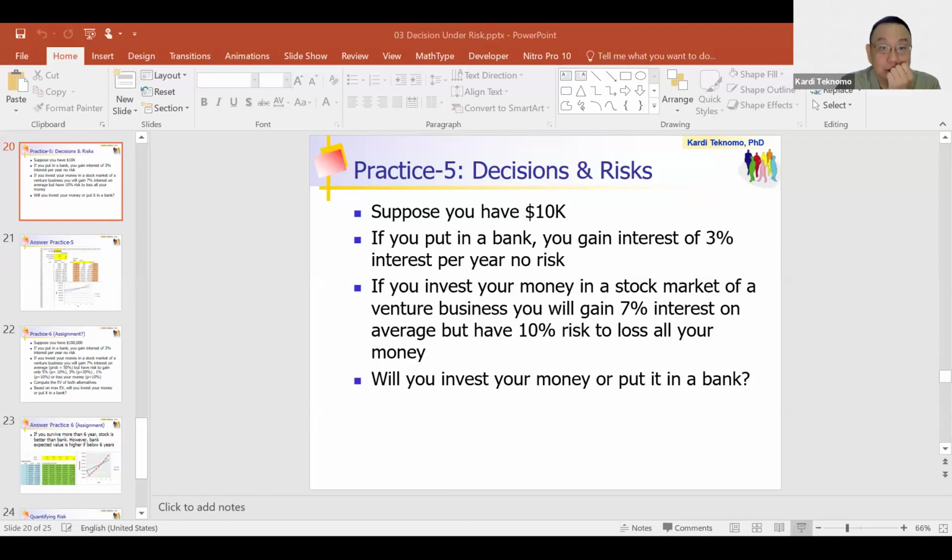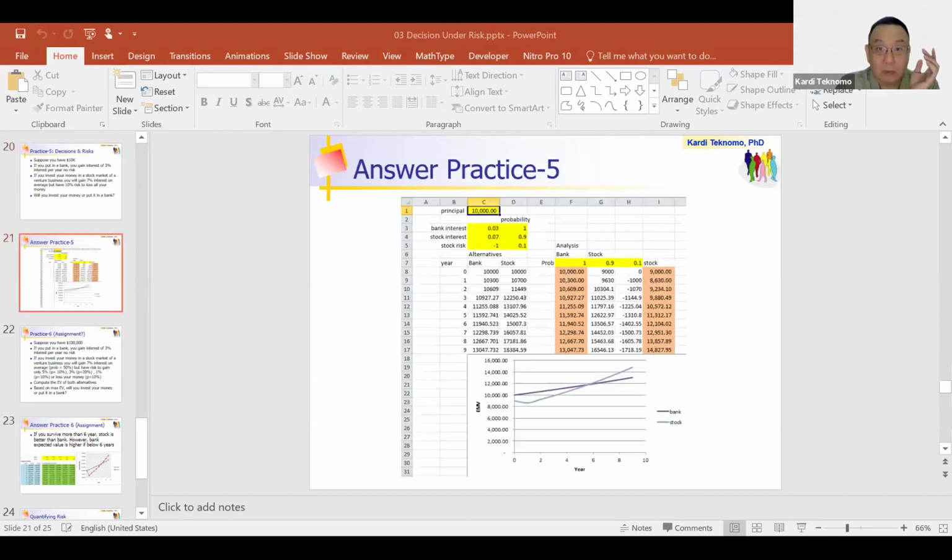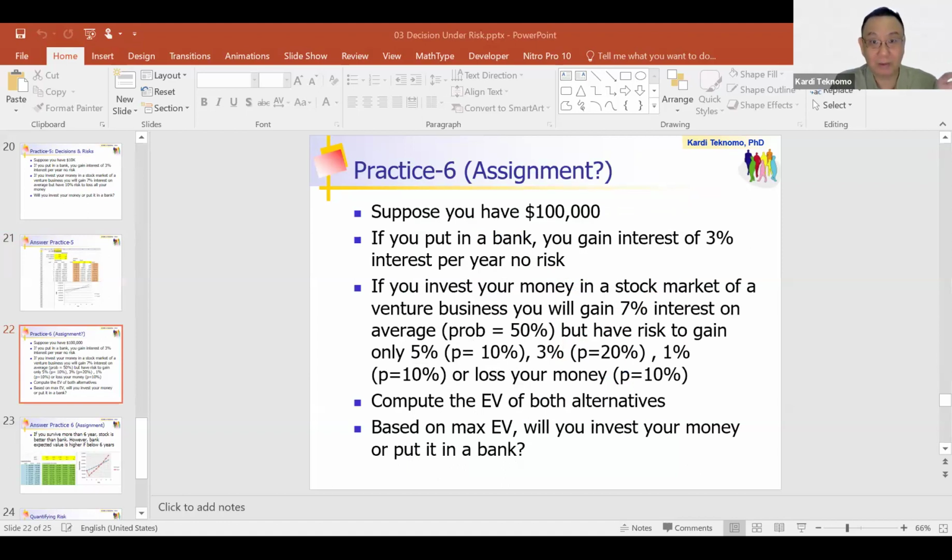Right. So this is the answer to your assignment. Okay. Now, what happens in a similar problem, but not just two probabilities, you have many. So say this is supposed to be the more complicated assignment.